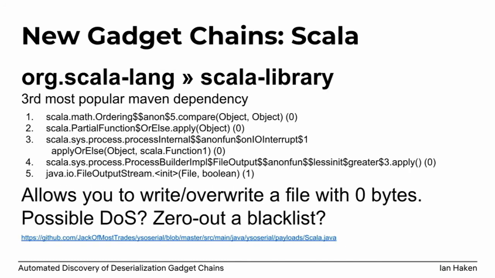So it found stuff in Scala. That's the 3rd most popular library on mavenrepository.com. This one isn't RCE, so maybe a little bit less interesting to you, but it is able to write out a 0-byte file. Why is that interesting? Well, it lets you overwrite a file with 0 bytes, which can potentially cause some denial of service. If you overwrite your application resources, that could then just crash your application. So that's kind of interesting.